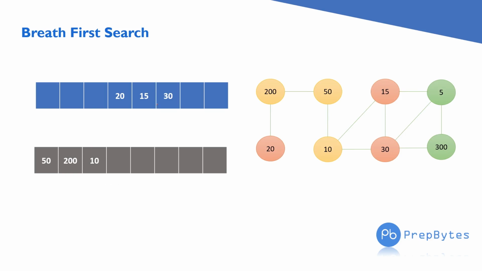Now for 20, is there any neighbor of 20 which is not yet visited? No, there is no neighbor of 20 which is not yet visited. So what we have to do is simply dequeue and print it. Done.